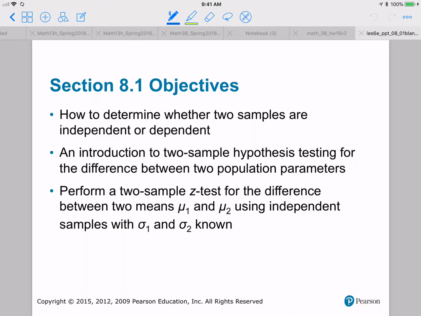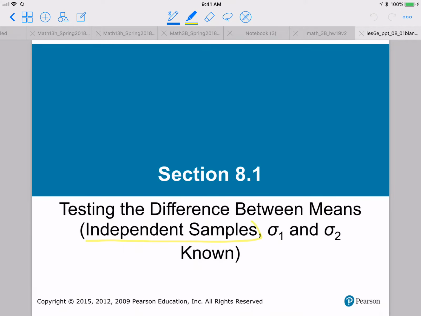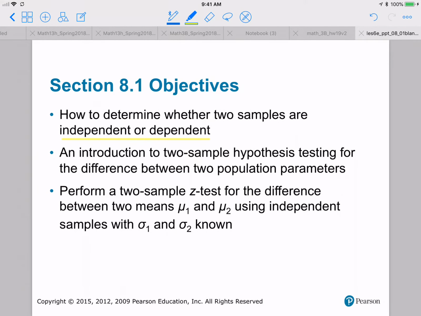So, I have three objectives for this section, and they are here. The first is we need to learn how to determine whether two samples are independent or dependent. Then we're going to introduce two-sample hypothesis testing for the difference between two population parameters in general, because this is what the entire chapter is about.